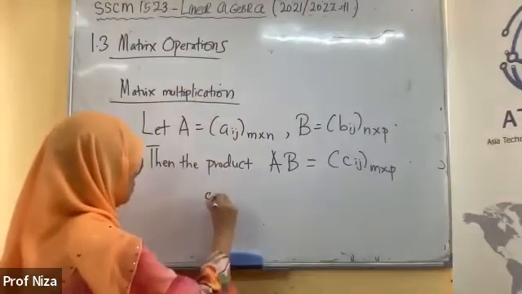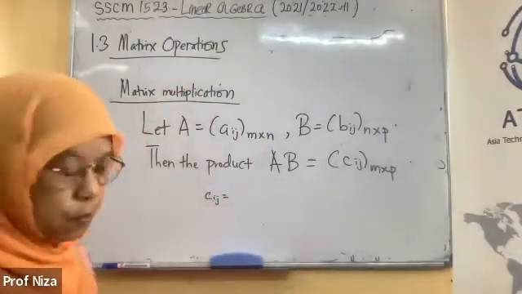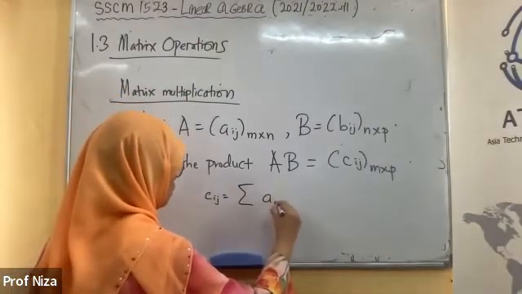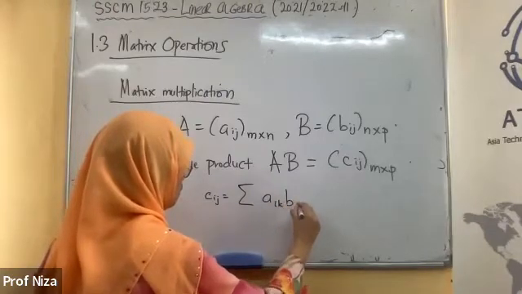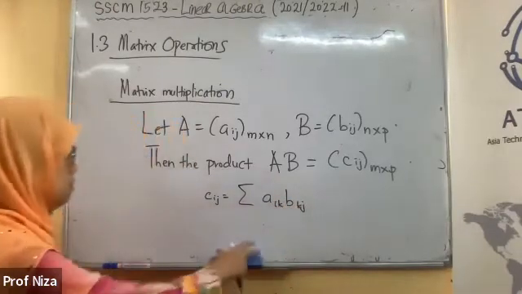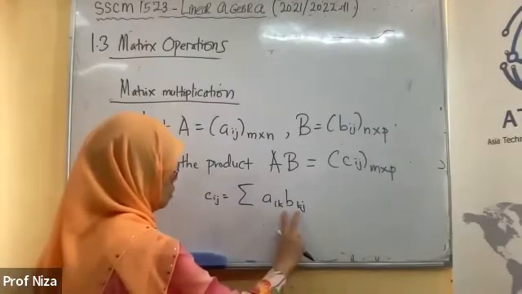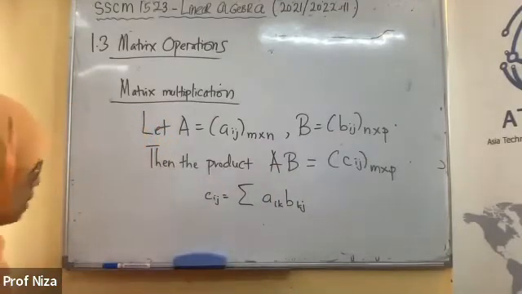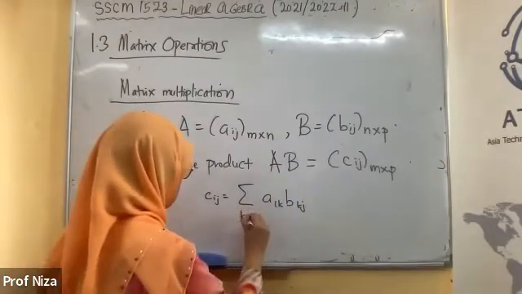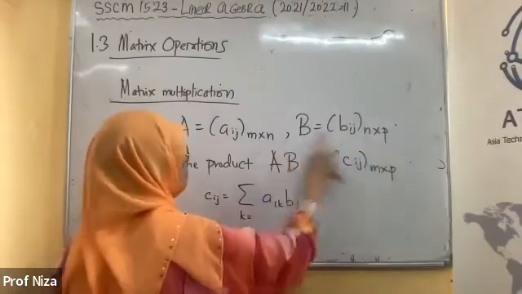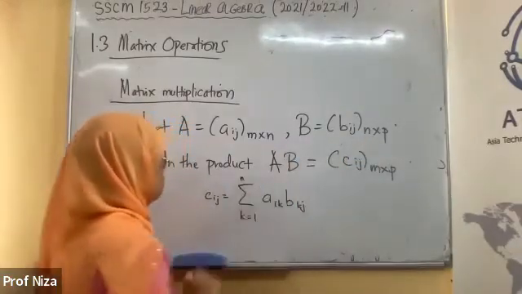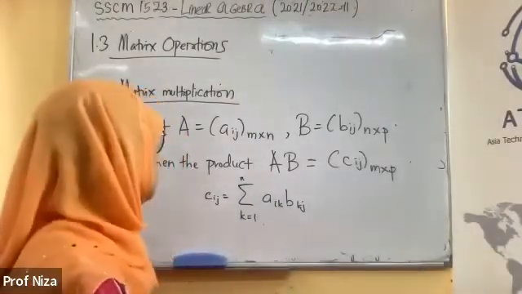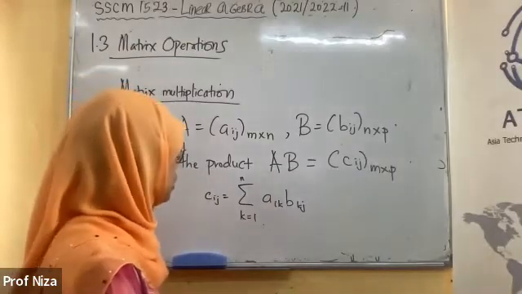Cij is equal to the sum of Aik Bkj. You see, the k has to be equal and the resulting is the ij. And this k runs from 1 to n. Okay, this is actually the formula when you multiply.